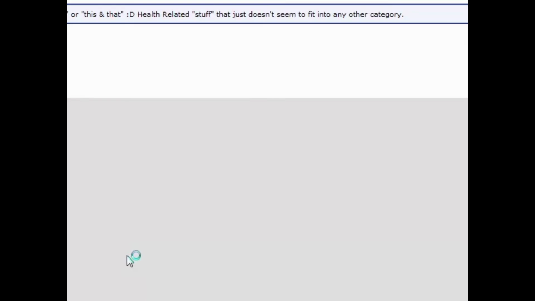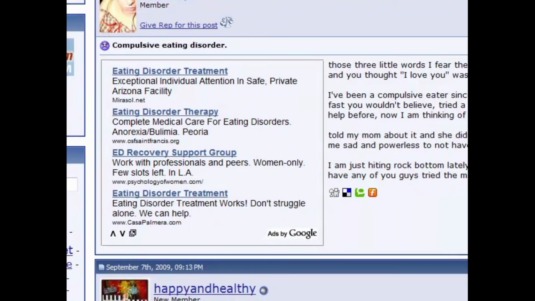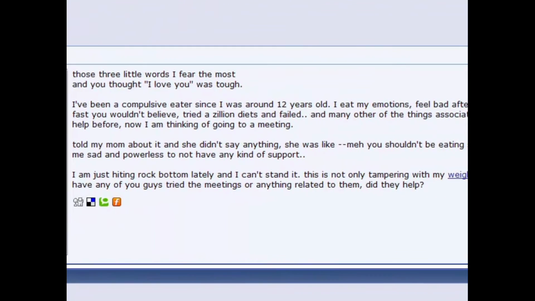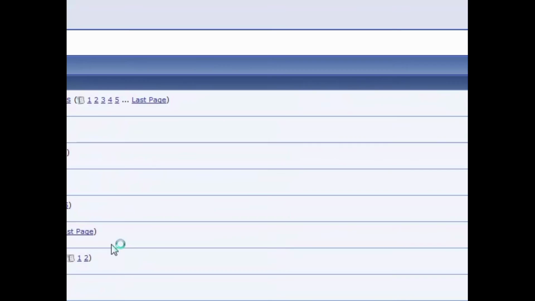Okay, here we go, like compulsive eating disorder. Around 12 years old, I eat my emotions, feel bad afterwards, and sometimes eat until my belly truly hurts. I'm just hitting rock bottom lately and I can't stand it. That's good words. Those are the words I'm looking for. I would copy these and put those onto a text file, okay? And I would just keep doing that. I would go through all these forums.